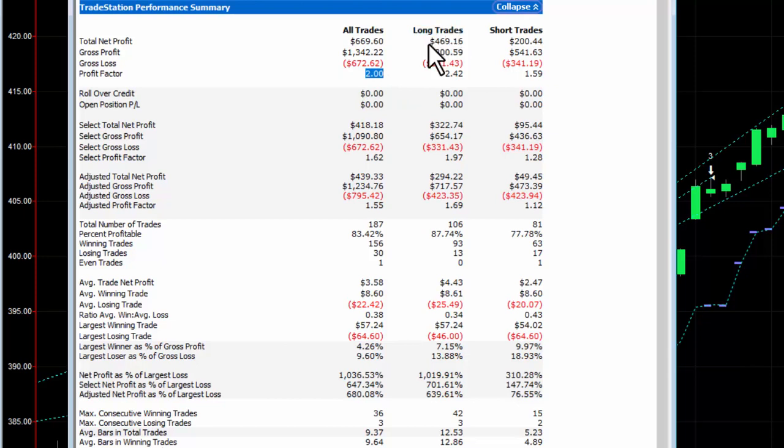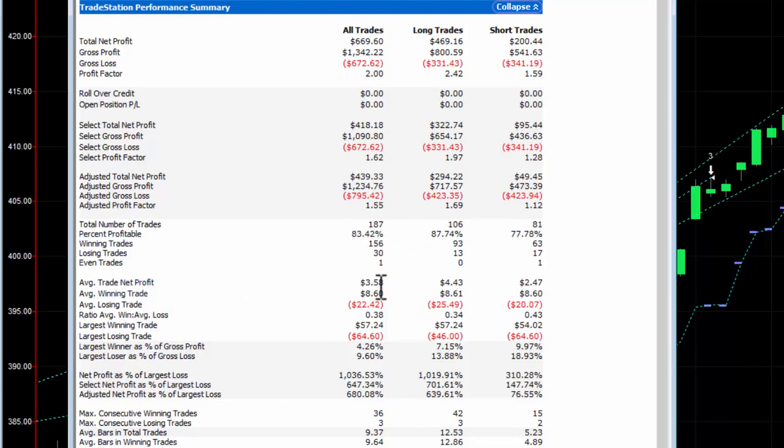We're interested in well-balanced trades, longs and shorts. Now, obviously, we've been in a big, long bull market, so we could expect long trades to outperform short trades. We're also interested in the winning percentage. You could see it's winning 83% of the time, which is great.